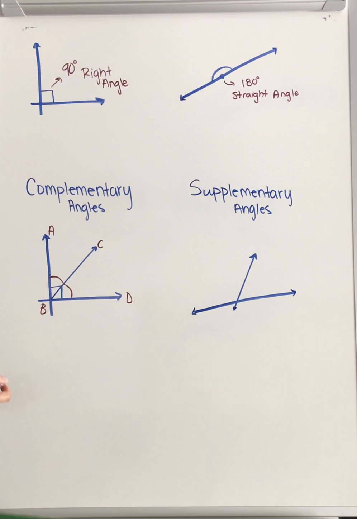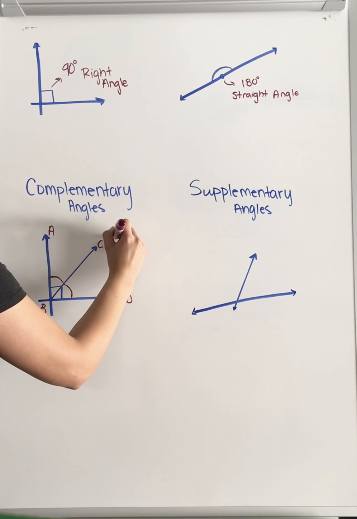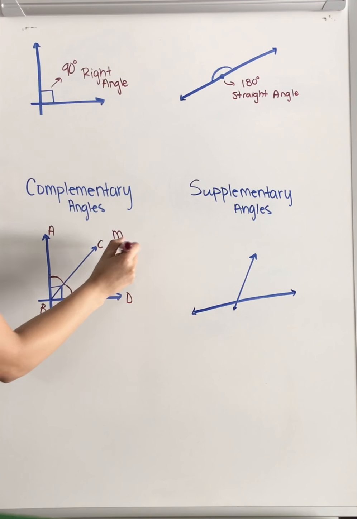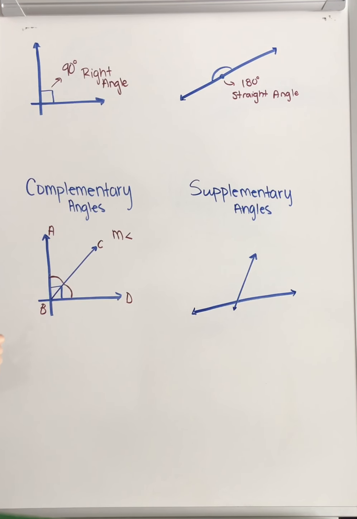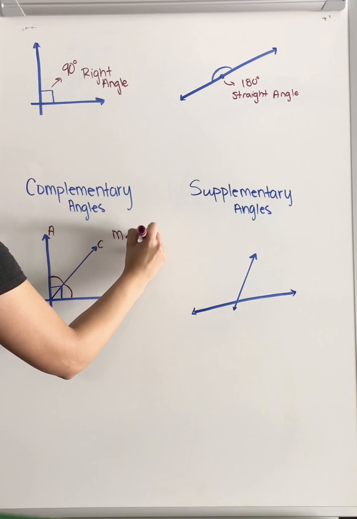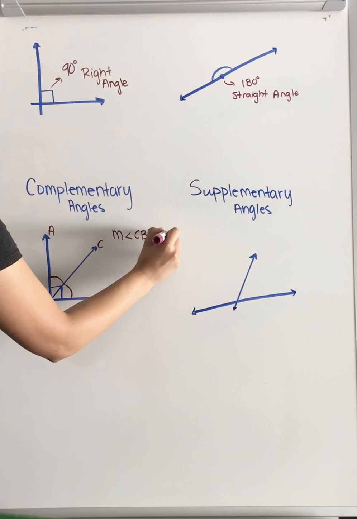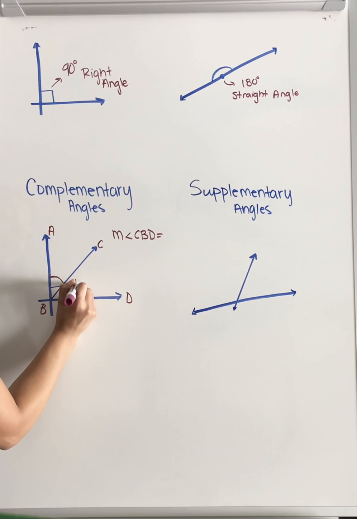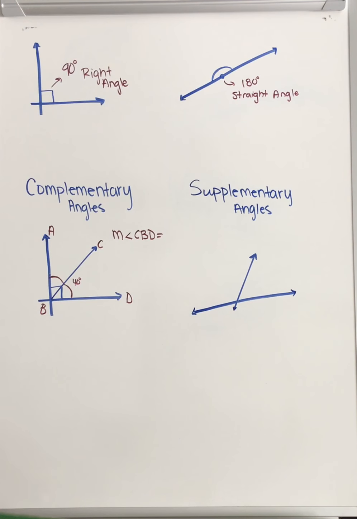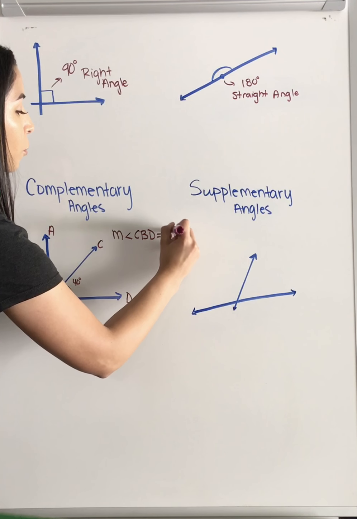So they'll probably tell you something like angle CBD is 40 degrees. And they'll write it like this. Measure, M is for measure, that's our little angle symbol, CBD equals what, like 40 degrees? Sure, why not? 40 degrees.